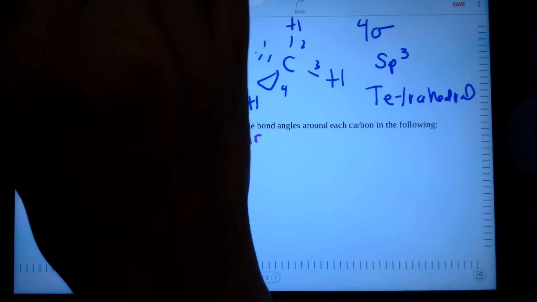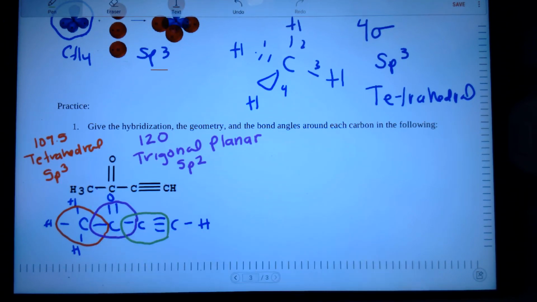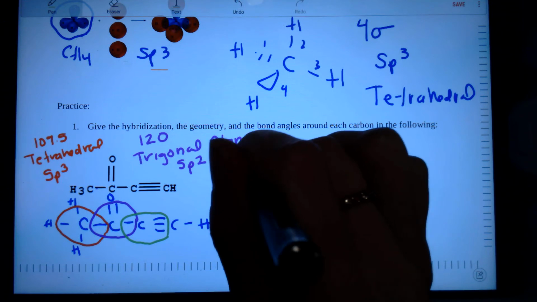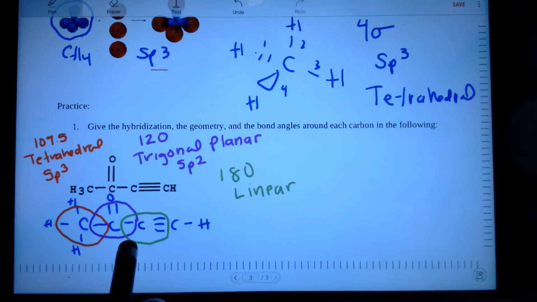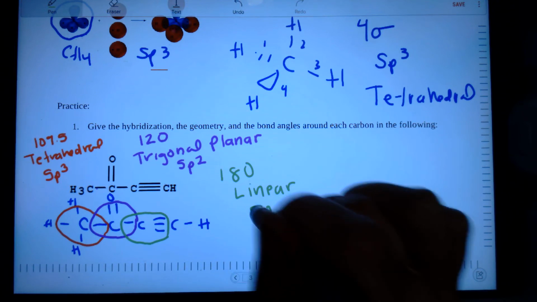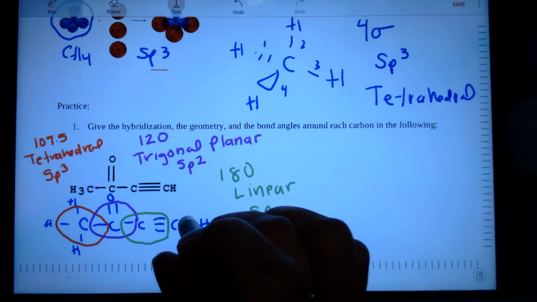Okay, so let's go on to the next color. We'll circle this carbon right here in green. So 1, 2 electron groups. So we know this is 180, and it's linear. And to get that linear shape, again, to form 2 pi bonds, this has to be sp hybridization. So you only hybridize one of the p's because you have to leave some behind to make those higher order bonds.